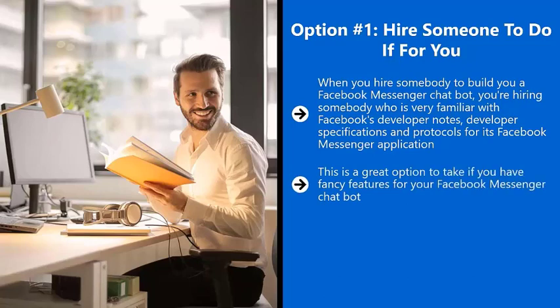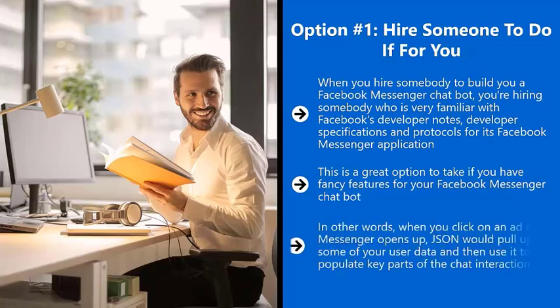This is a great option to take if you have fancy features for your Facebook Messenger chatbot. For example, if you are looking to automate Messenger interaction after somebody clicks on an ad, you probably would need JSON integration. In other words, when you click on an ad and Messenger opens up, JSON would pull up some of your user data and then use it to populate key parts of the chat interaction. It's as if Facebook Messenger chatbot got into your prospect's head.